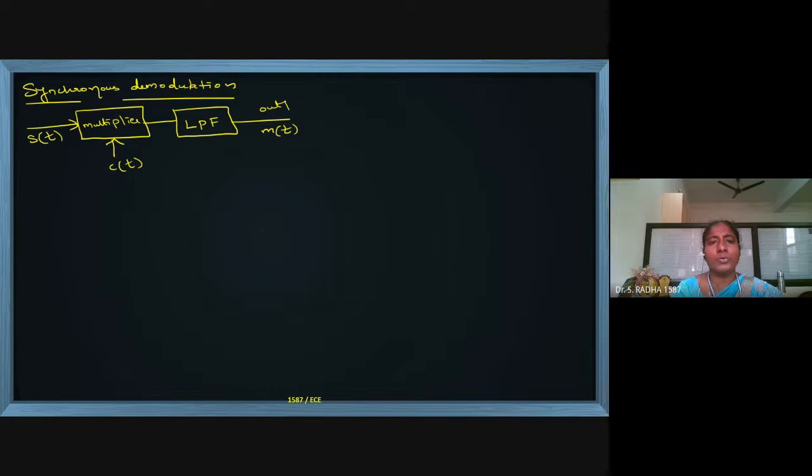And then if you see the output, you can have a multiplier, something like S of t modulated signal, then C of t carrier. You can put a multiplier and then followed by a low pass filter. This is the general thing in all synchronous demodulation. We will get the M of t back. And final output what we are going to get here, it will be half AC square M of t.